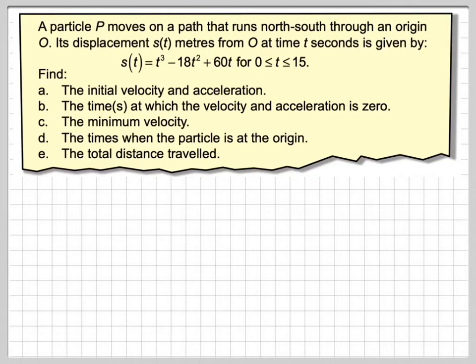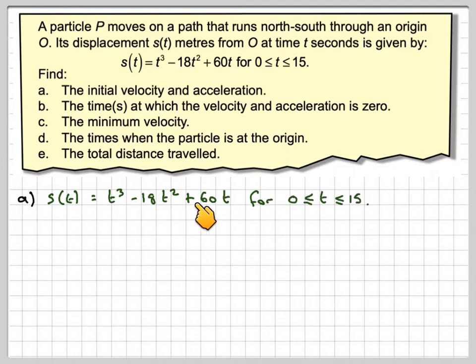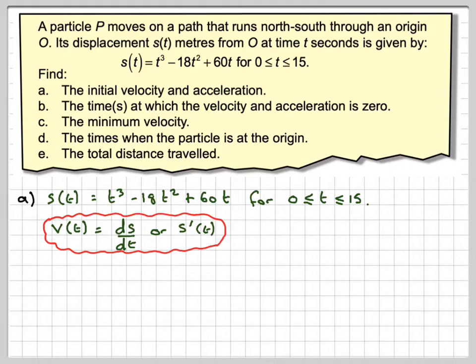So we can now answer the questions. We're going to find the initial velocity and the acceleration. We knew what they were from the GeoGebra app, but doing it algebraically, s of t is t cubed minus 18t squared plus 20t. v of t is the first derivative, or ds/dt, or we can use function notation, s dash of t. So v of t will be 3t squared minus 36t plus 60.